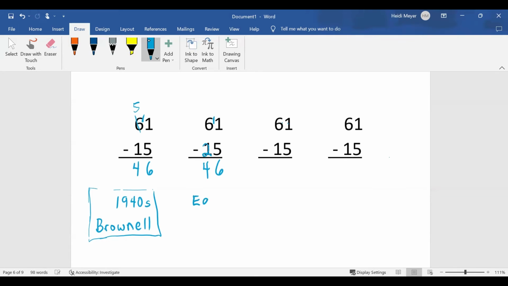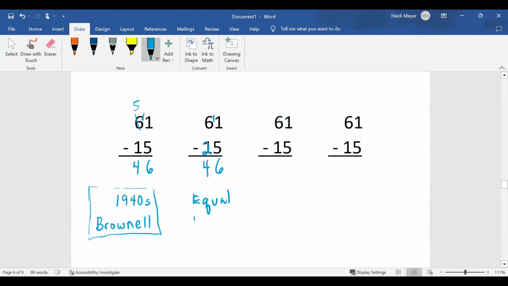This method is known as equal addends because the process behind this method is to add the same amount to the number on top as you do to the number on the bottom. So I added a 10 to the 61, and I added a 10 to the 15 by making the 1 a 2 in the tens place. So that's equal addends.